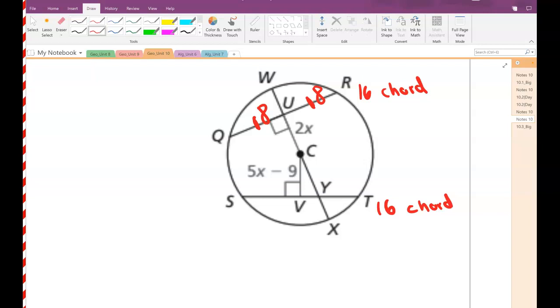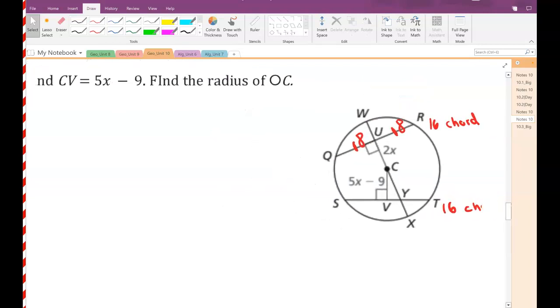So, equidistant chords theorem is saying that if our chords QR and ST, these two segments are equal to each other, CV and CU are congruent. The distance from a chord to the center, they're going to be the same. So you could say that 2x is equal to 5x minus 9. So that's what we'll do as our next step.